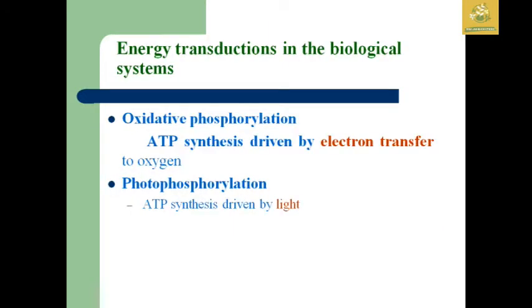So in this video, I am going to give a short intro about the electron transport chain, which is nothing but an energy transduction in the biological system of each and every living cell. There are two types of phosphorylation. The first one is oxidative phosphorylation and the second one is photophosphorylation. Oxidative phosphorylation is the ATP synthesis driven by the electron transfer to oxygen, while in photophosphorylation the same ATP synthesis is driven by the presence of light.